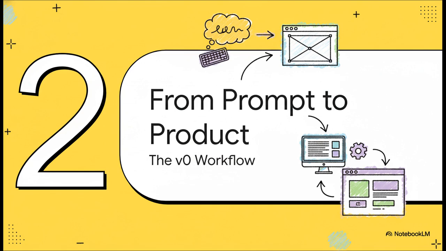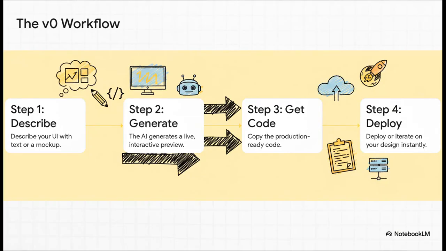Okay, so we know what it is, we know what it's built with, but how does it actually work? You know, what's it like to go from just an idea in your head to a finished product? The workflow is honestly kind of magical. Step 1, you just describe what you need. Something like, make me a pricing page with 3 tiers. Step 2, boom, the AI generates a live interactive preview right there on your screen. Step 3, if you like it, you just grab the code. And step 4, you can tweak it, ask the AI to make changes, or just drop it right into your project and deploy. It's that fast.